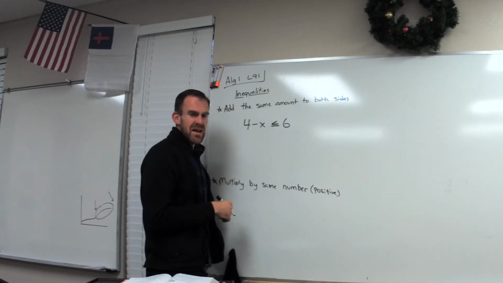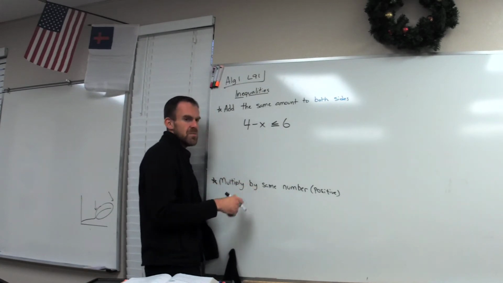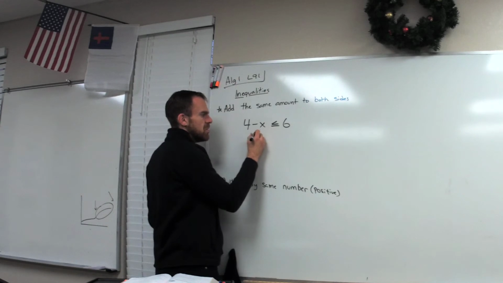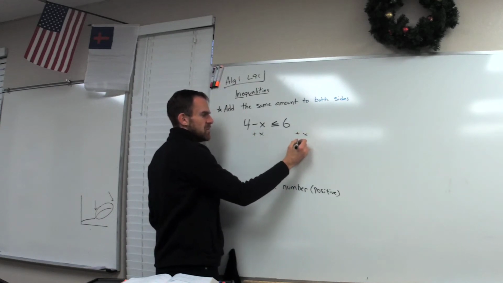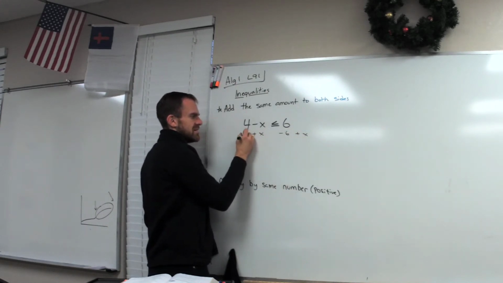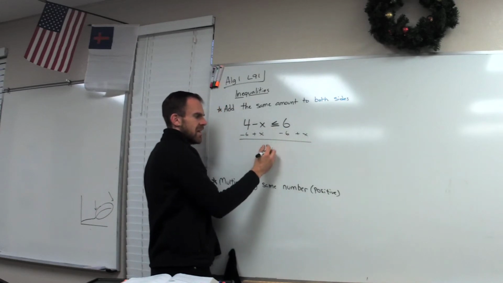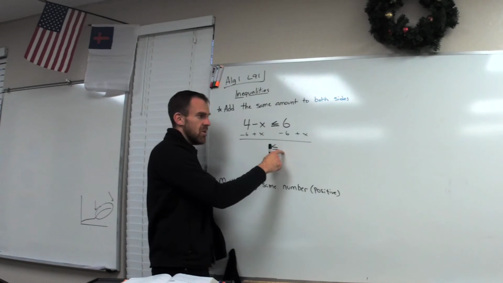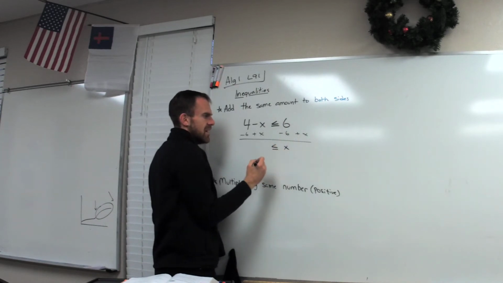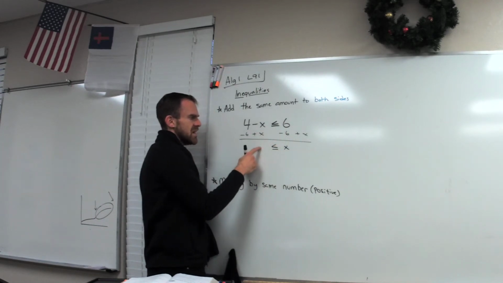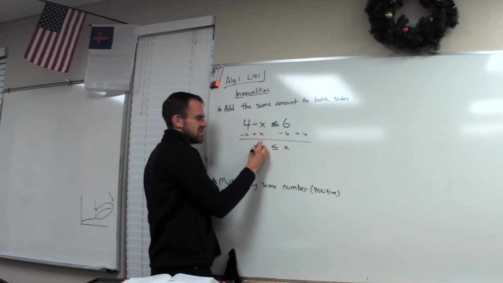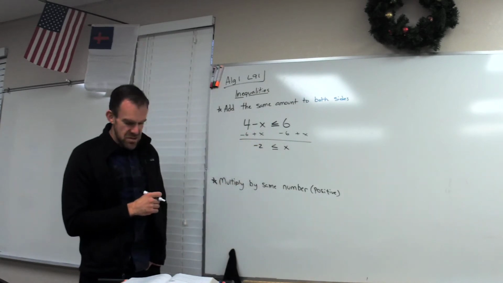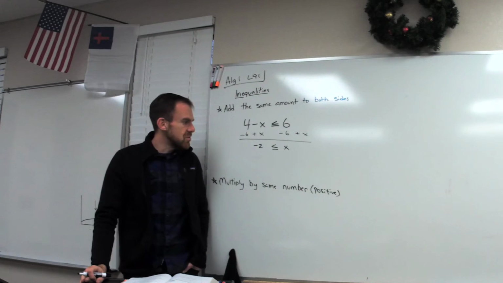And it's okay to add a negative number. It's only multiplying where we have issues. So one way to solve this would be to add x to both sides and subtract 6. What do I get? Lining up my inequality sign, just like we always will. 6 minus 6 is 0. And I have x on the right side. Now I have negative x plus x, which is 0. And I have 4 minus 6, which is negative 2. So negative 2 is less than or equal to x.